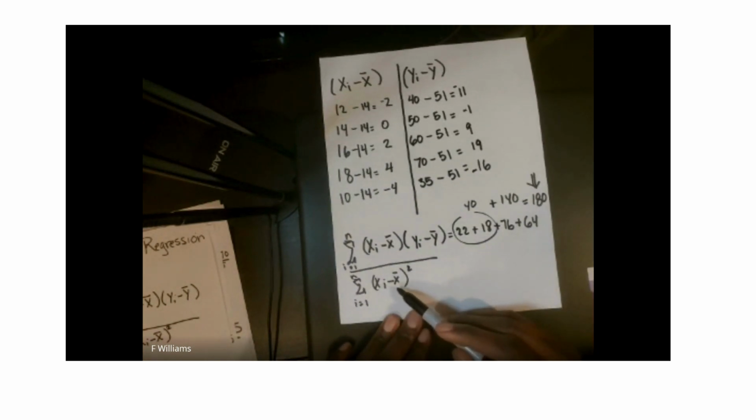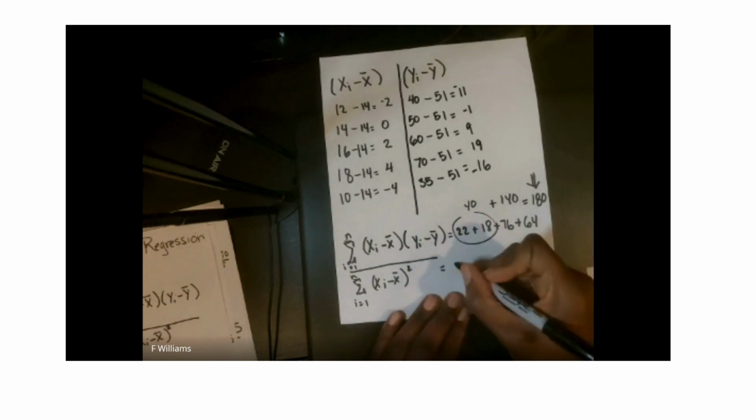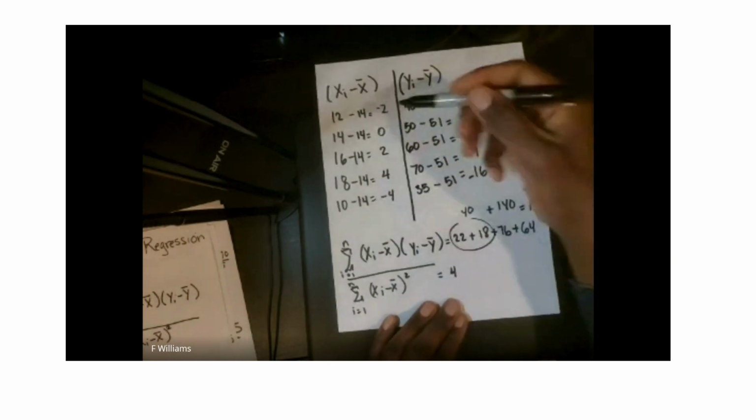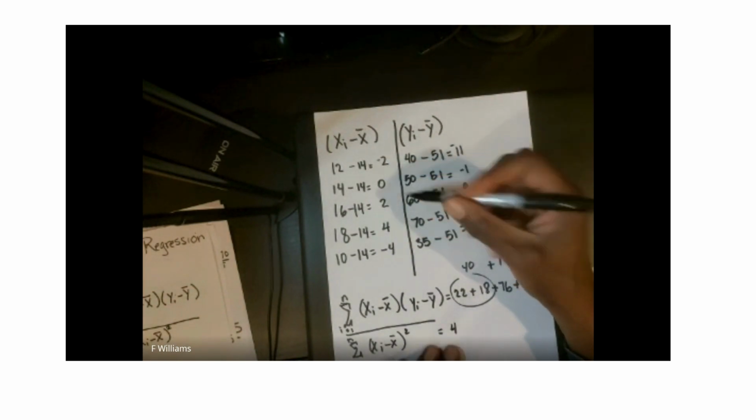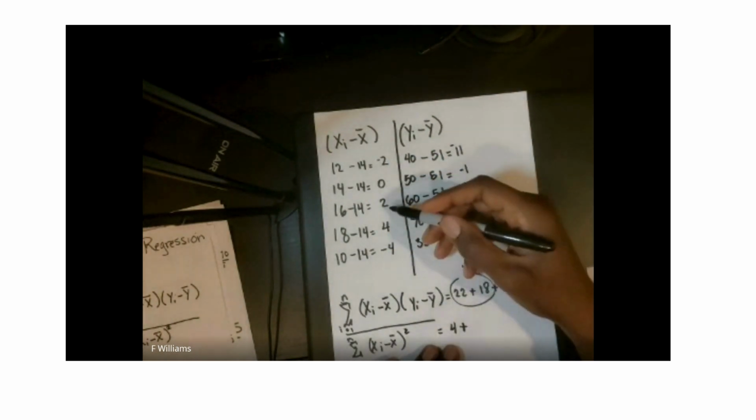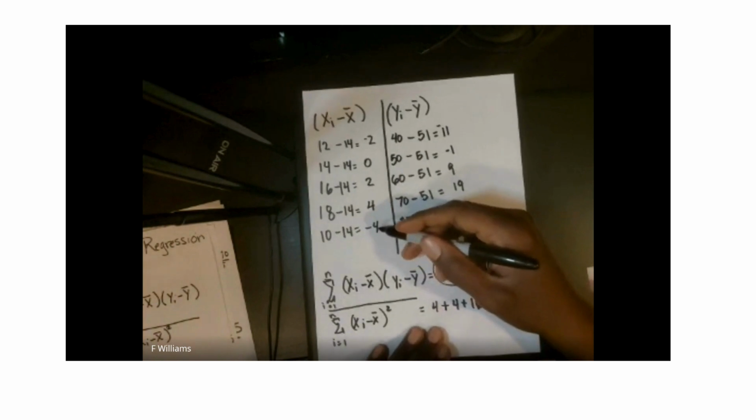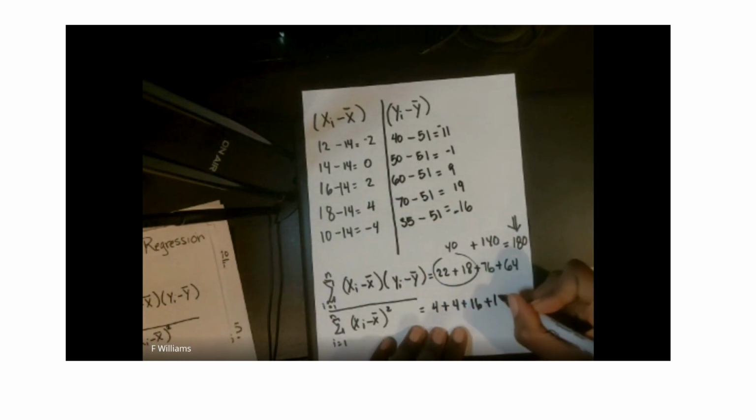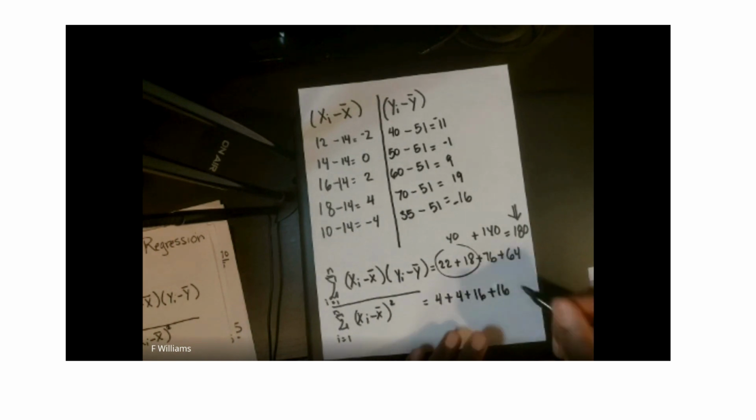So here, xi minus x bar, this is equal to 4, because minus 2 squared is 4. 0 squared is just 0, so we're going to ignore that one. Plus 2 squared, which is 4. Plus 4 squared is 16. Plus minus 4 squared is also 16. And so again, 4 and 4 is 8, 16 and 16 is 32, so this is equal to 40.